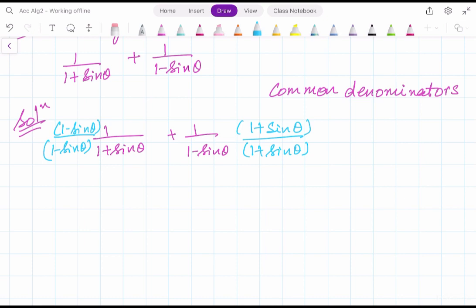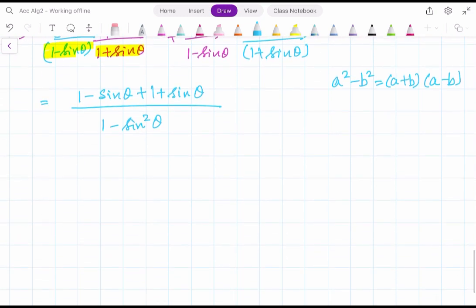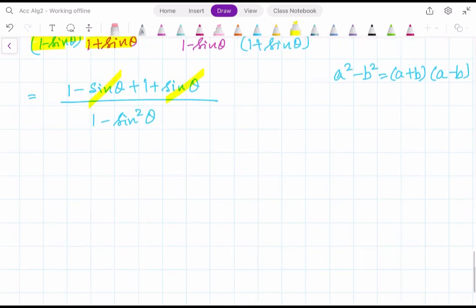Right? If you simplify it, you will get 1 minus sine theta plus 1 plus sine theta. And in the denominator, we will get 1 minus sine theta times 1 plus sine theta. That is nothing but a squared minus b squared. Right? So whatever we have learned previously, we are bringing everything together. So 1 minus sine theta times 1 plus sine theta will be equal to 1 minus sine squared theta, because 1 squared is 1 only. And what is 1 minus sine squared theta?